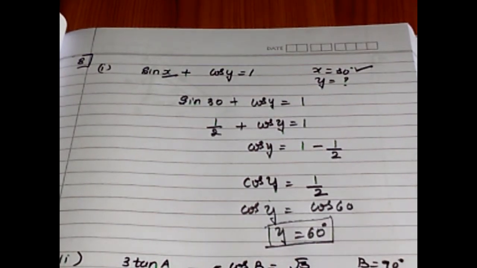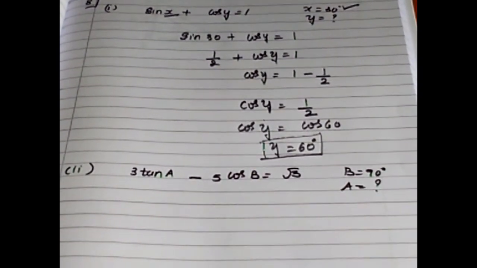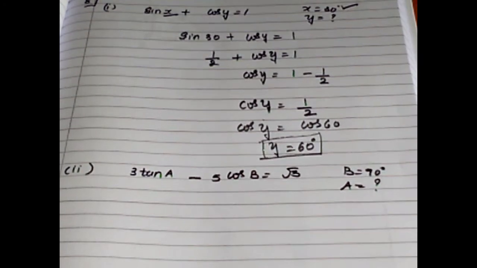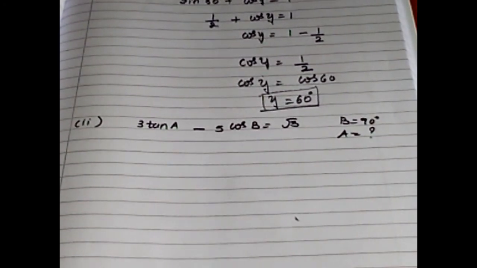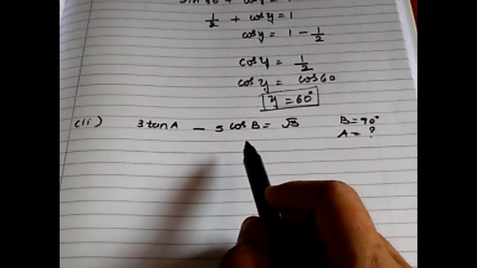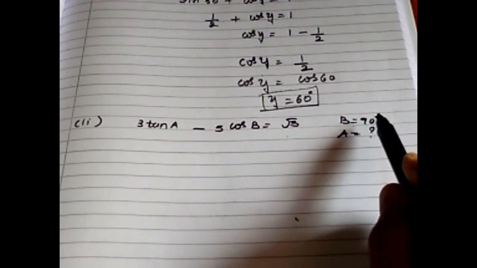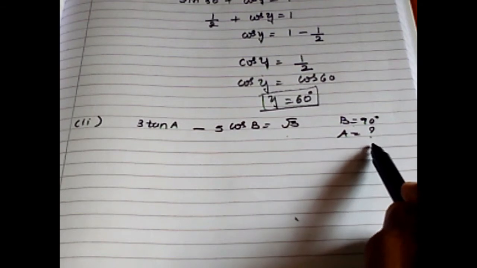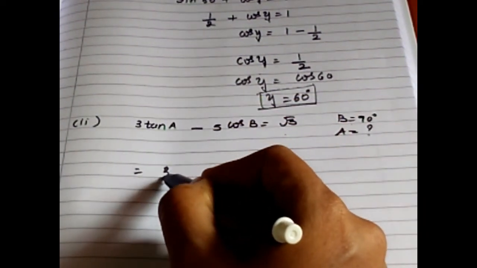Very simple question, but unless you remember the value of tables, children, none of the problems you will be able to solve. As much as possible, try to recall, write the tables which I have taught in the previous video and in the online class. Just follow it. Okay. Now this is 3 tan A minus 5 cos B is equal to root 3. The value of B is given as 90 degree. You need to find the value of A. So let us substitute and find out the value of A.